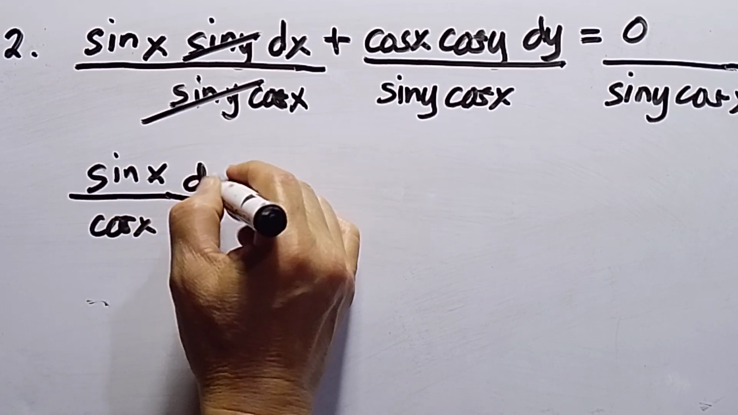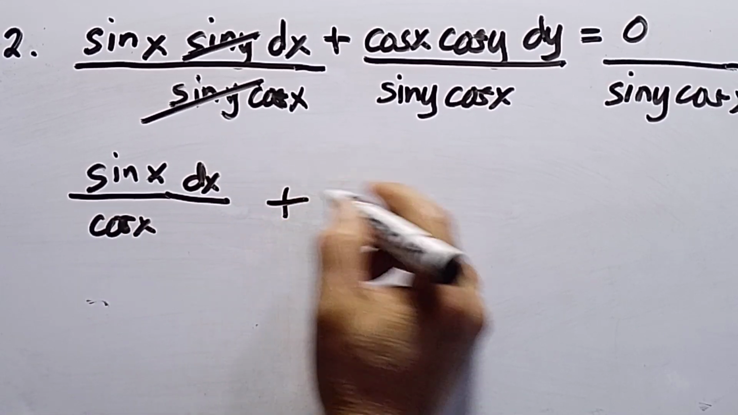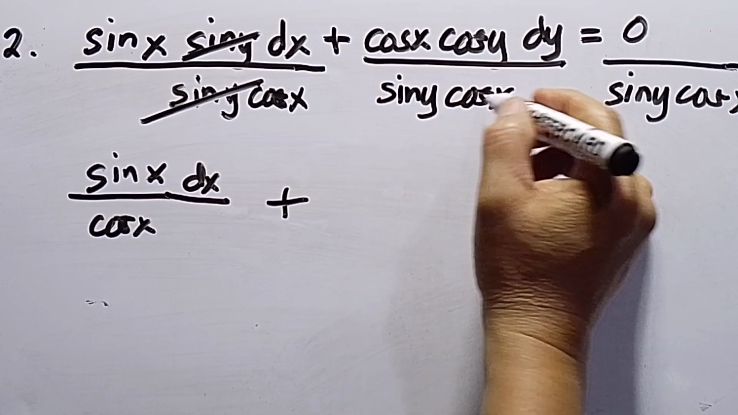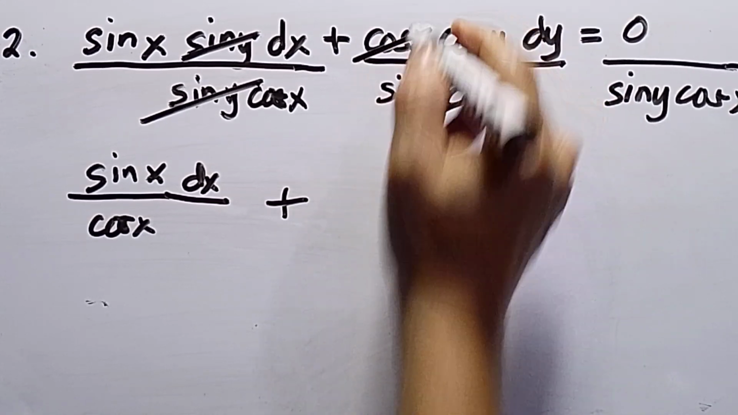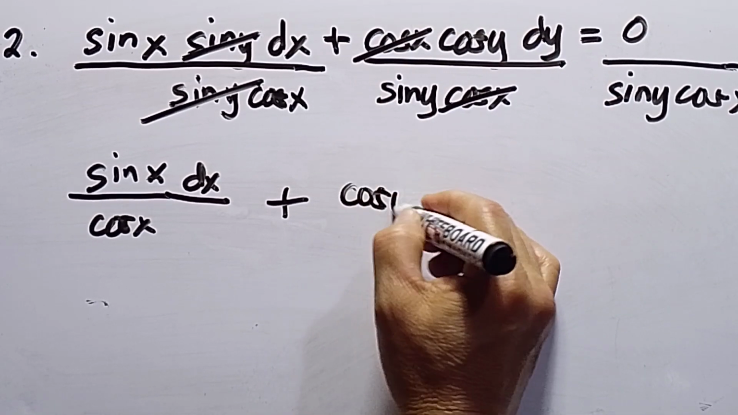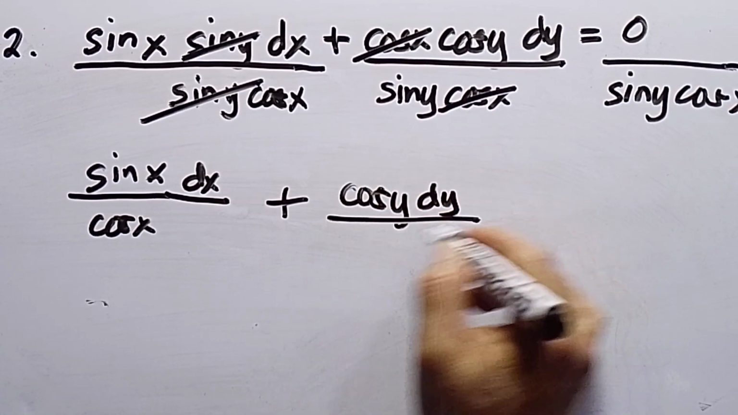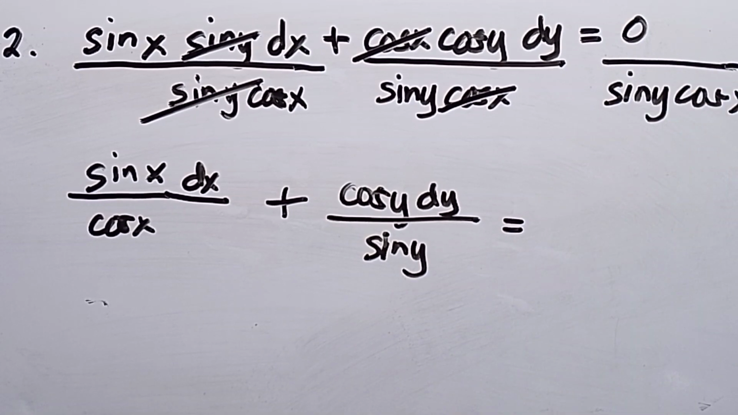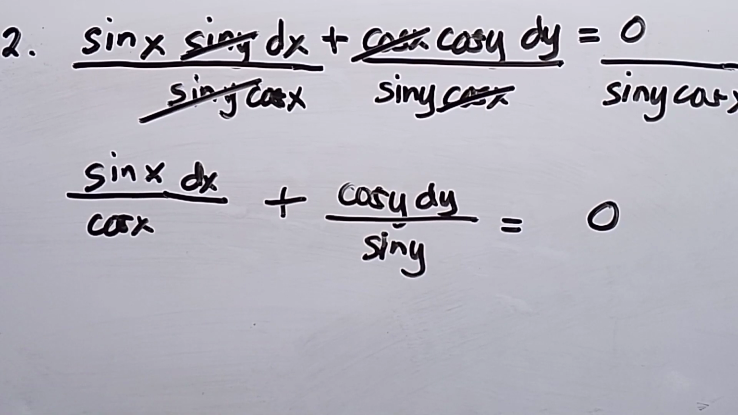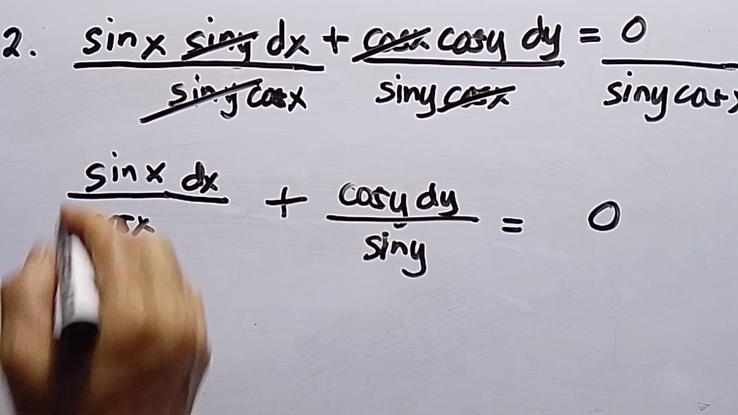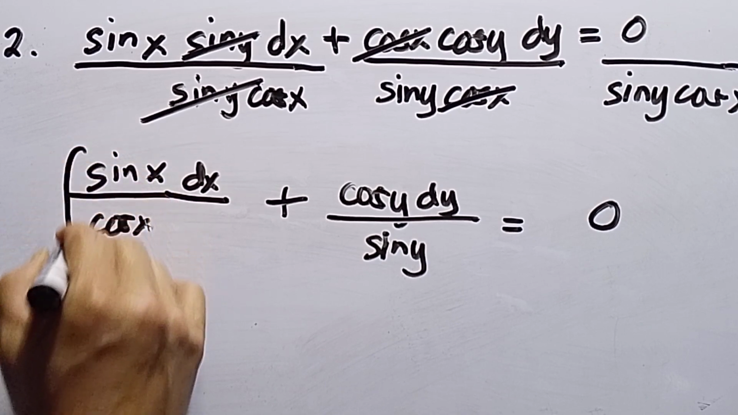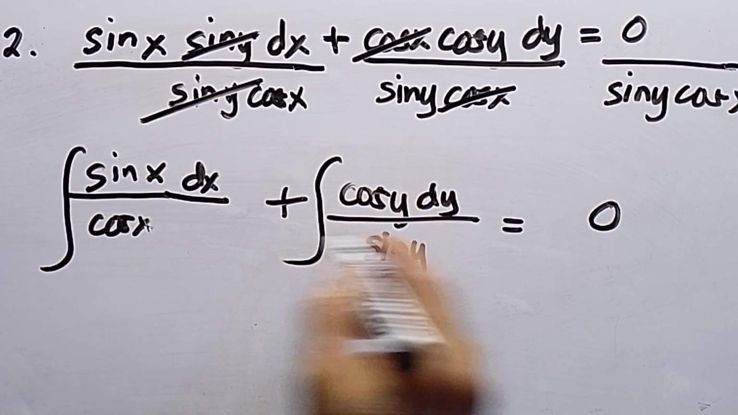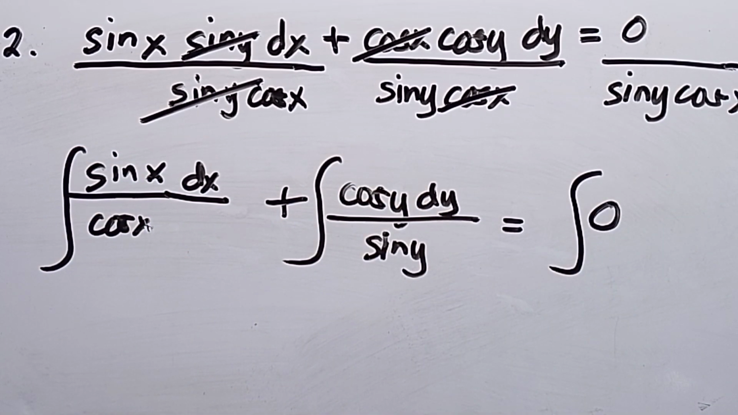Then this will be dx, right? This will be plus. Cross out cosine x. So I have here cosine y dy over sine y. Zero divided by sine y cosine x will be 0. Then what's next? We can integrate both sides. Integrate this one. Integrate this one. Integrate 0.